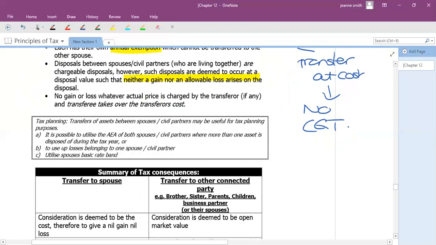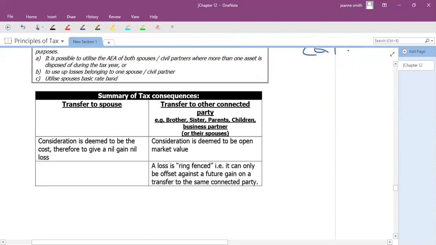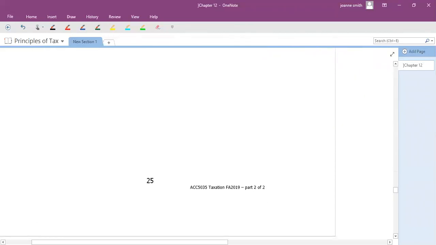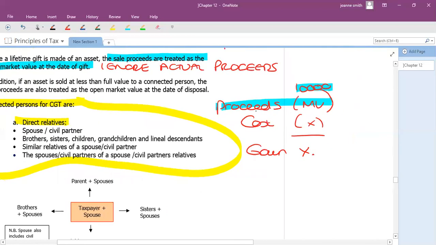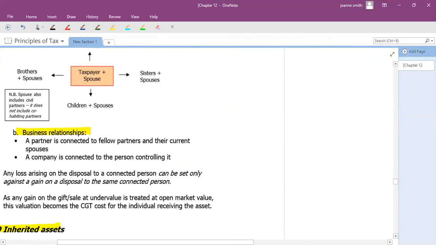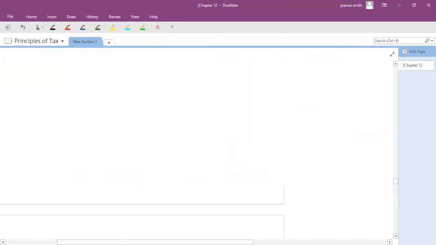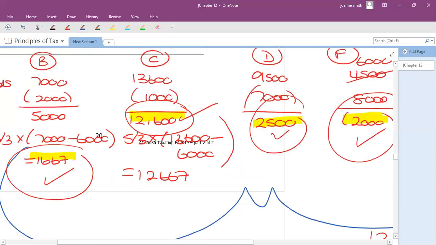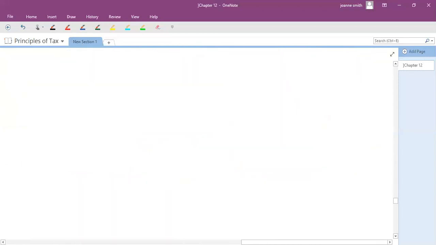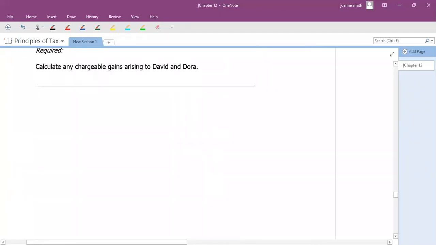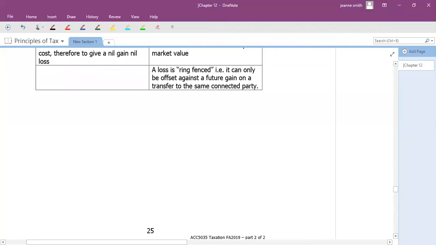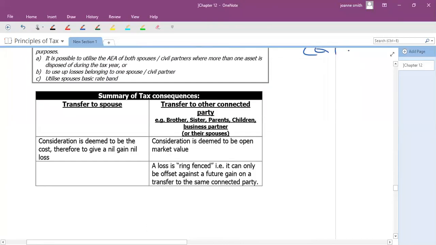And we've got a summary here of the differences between spouses and other connected parties. But the main thing to remember is, if it's a normal family member, proceeds of market value, take off your cost. If it's a spouse or a civil partner, then there will be no tax to pay at all. All right, so that's just a little summary there.